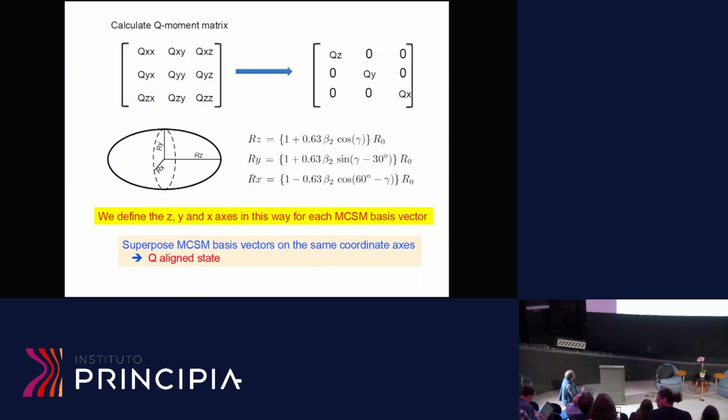For that purpose, we can calculate the quadrupole moment matrix for each basis state and diagonalize it, and then we define the z, y, x axes like this, and align those axes so that all basis vectors have common z-axis, y-axis, x-axis within this order. I mean, the z-axis is the longest, the x-axis second, and the y-axis the shortest.